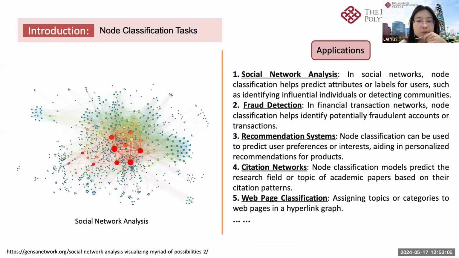In our paper, we mainly focus on node classification tasks, which have wide applications. For example, in social networks, node classification can predict attributes or labels for users, identifying influential individuals or detecting communities. And also in financial transaction networks, node classification helps identify potentially fraudulent accounts or transactions.